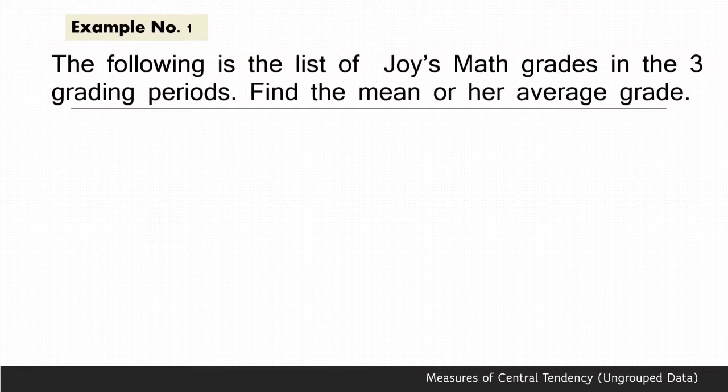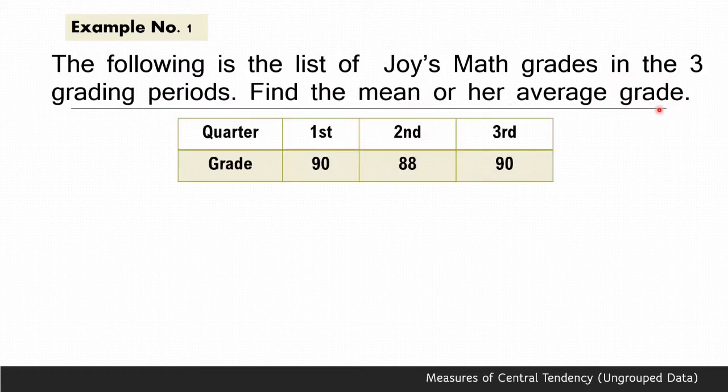Let's have our first example. The following is the list of Joy's math grade in the 3 grading periods. Find the mean or her average grade. So these are her grades. In the first quarter, she got 90, 88, and 90 on the 3rd grading period. So how to get the mean of her grades?